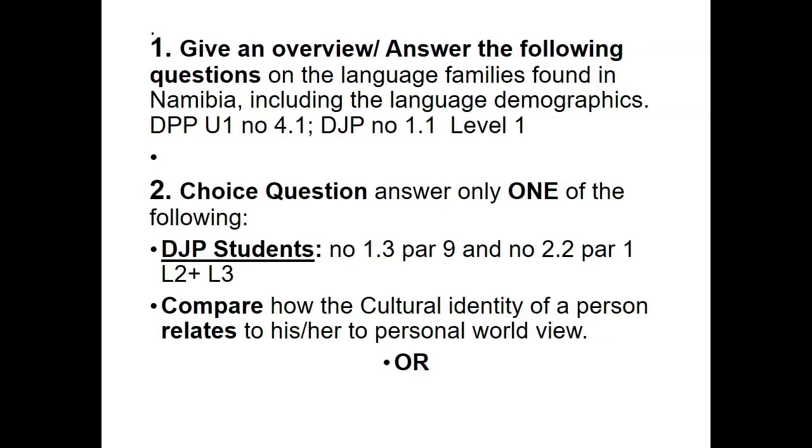Okay, number 2, a choice question, answer only one of the following. The DJP students, number 1.3, paragraph 9, as well as number 2.2, paragraph 1. And this is for level 2 and level 3. Compare how the cultural identity of a person relates to his or her personal worldview. See, at the top there's a reference where you can find the answer.